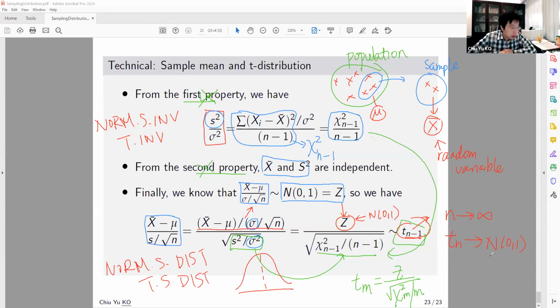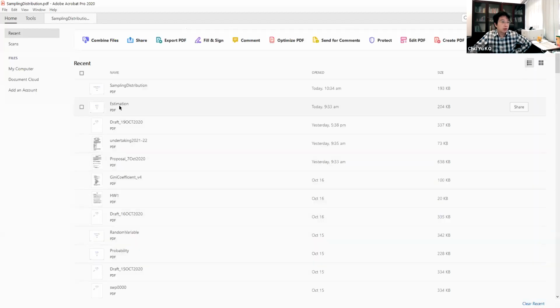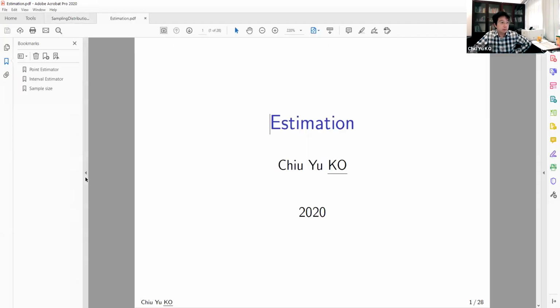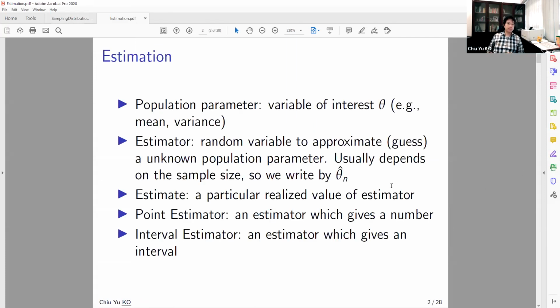Is there any further question I can help with? Any? If not, then we will start our next set of slides. Is there any question? No? Okay. Then let's start with the estimation. Can you see my slide, estimation? So let's get started.